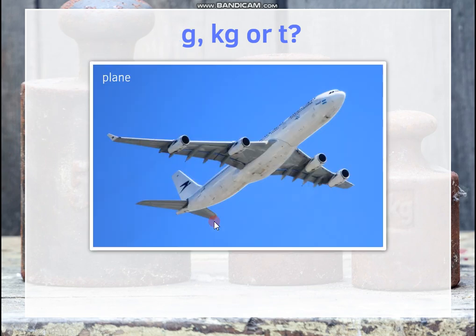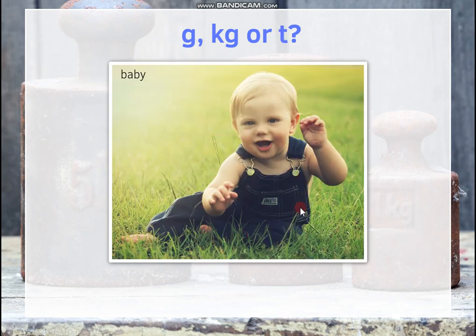Okay. Now, an aeroplane. Unfortunately, none of us will be going in one of these for a while, but if we were to weigh one, what scale would we use? Grams, kilograms, or tons? Again, we could use any of them. We could use grams, we could use kilograms, we could use tons, but it would probably be best to use tons.